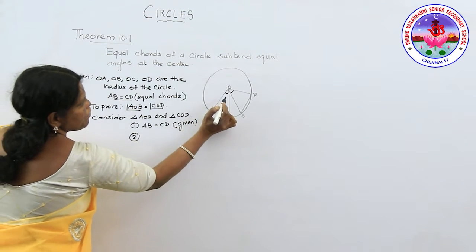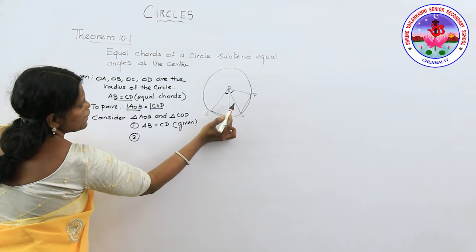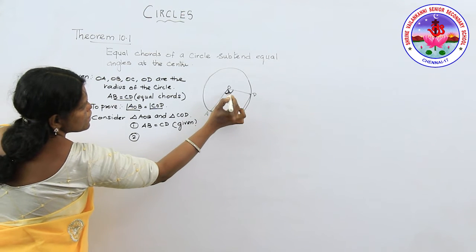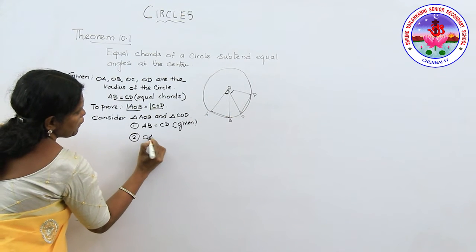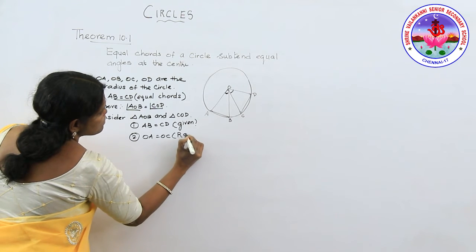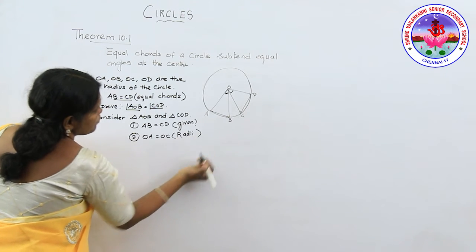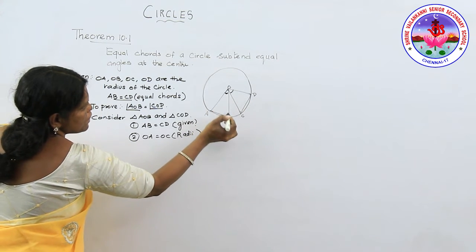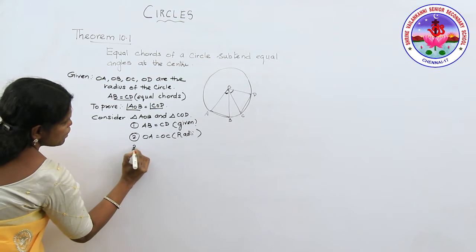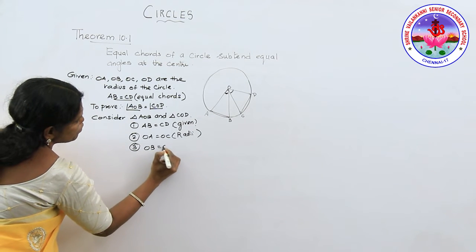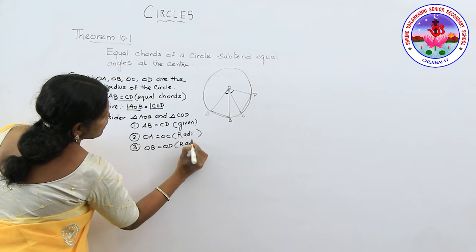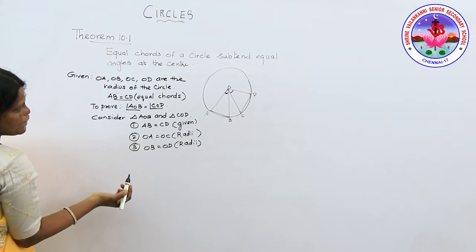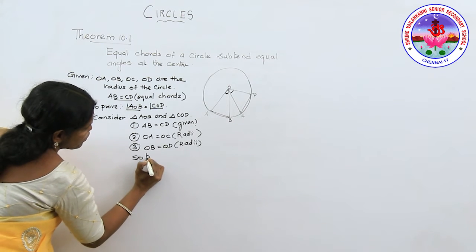Second case, I have to see whether any other sides of these two triangles are equal. I can say that OA is equal to OC, the reason being they are radii of the circle. Next, I find OB is equal to OD, where these two are also radii of the circle. So I am writing OB is equal to OD. I find that the three sides of the two triangles are equal to each other, so I can use SSS congruence.